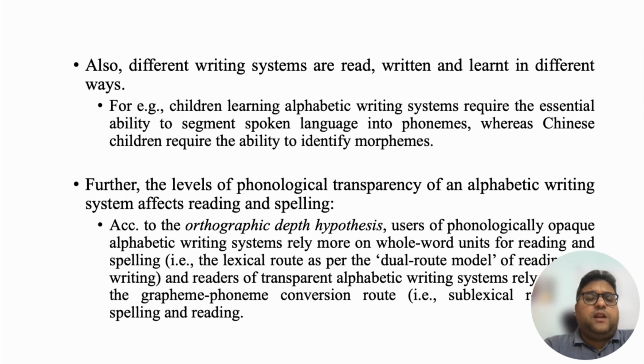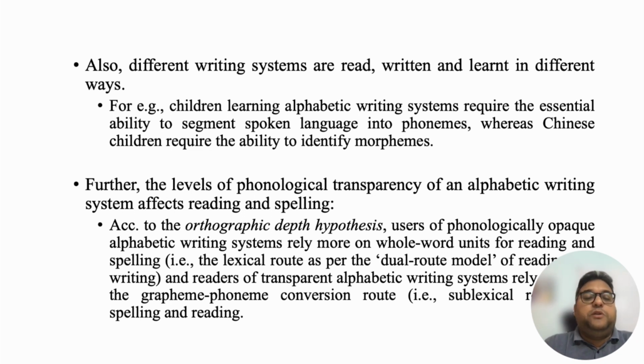Also, the way different writing systems are read, written, or learned could be different. For example, children who are seeking to learn an alphabetic writing system would require the essential ability to segment the spoken language into phonemes, whereas Chinese children would require a slightly different skill, the ability to identify morphemes. Also, the level of phonological transparency of an alphabetic writing system, or any writing system for that matter, would affect the manner in which the text in that language is read or spelled.